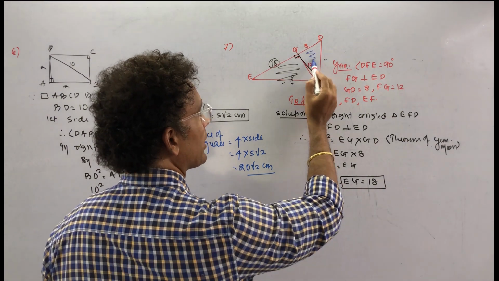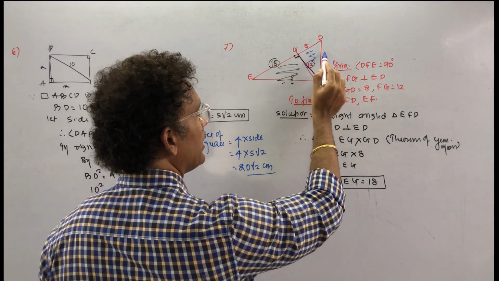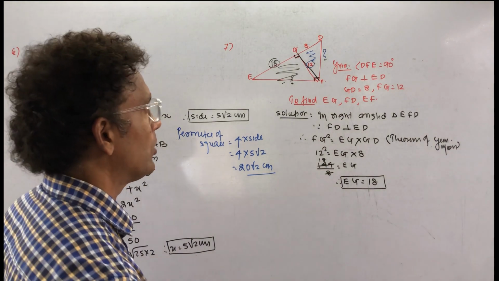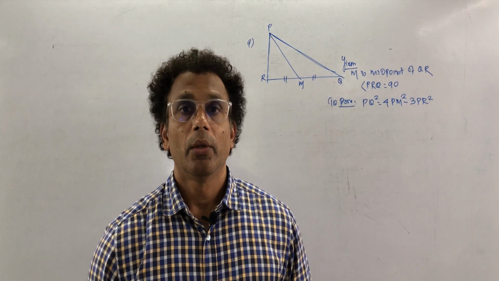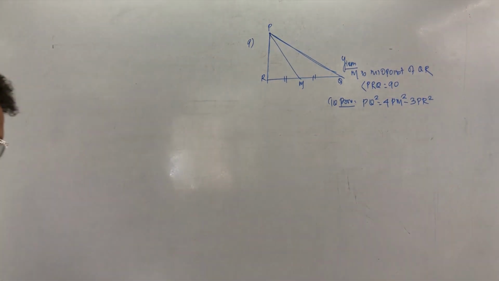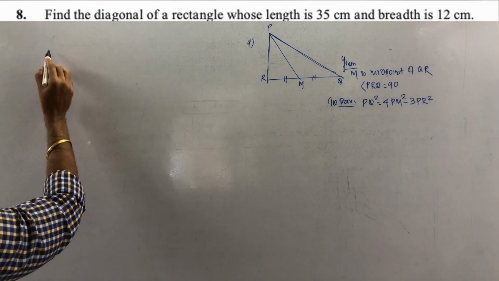Over here also in this triangle, you know this side, you know this side. This side again you can find out by Pythagoras theorem. I think everybody can do. Now check with your sum number 8. 8 is very easy. Same way as we did the square, we have to do.